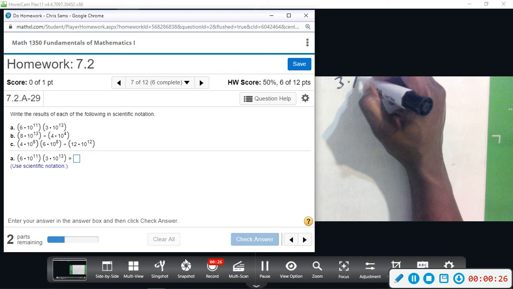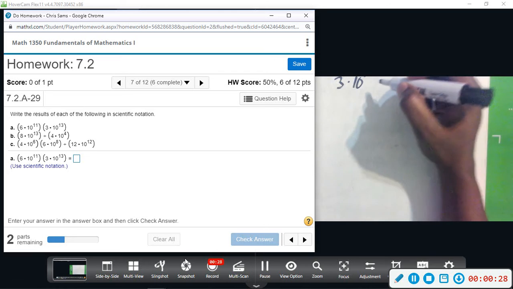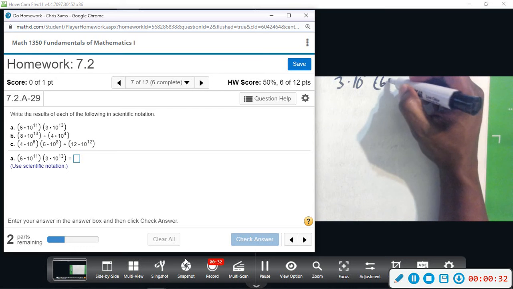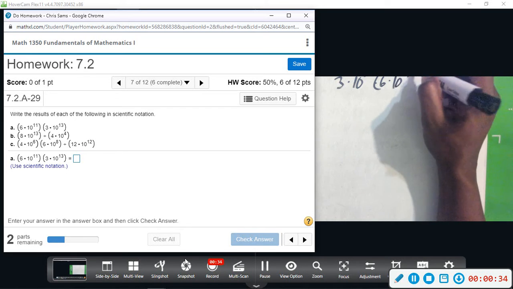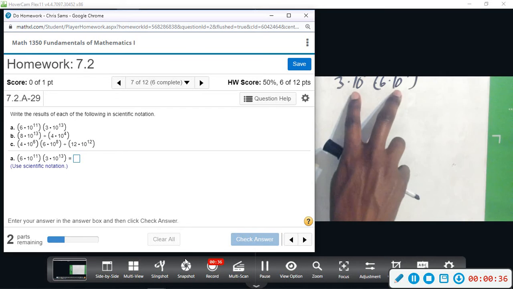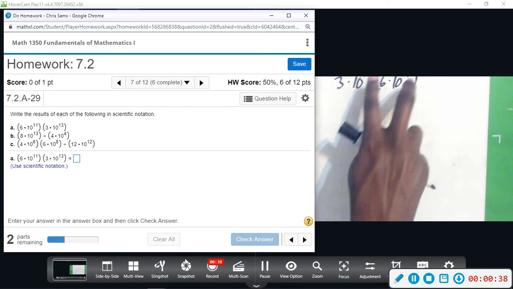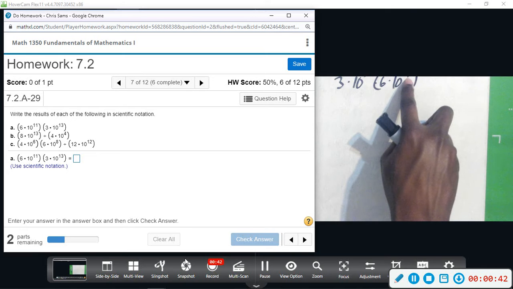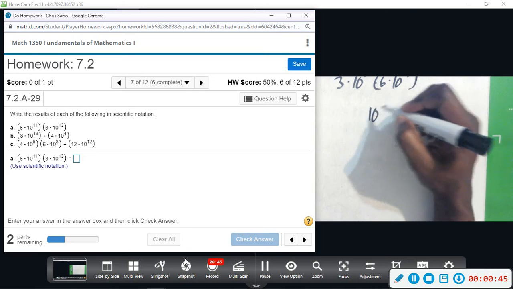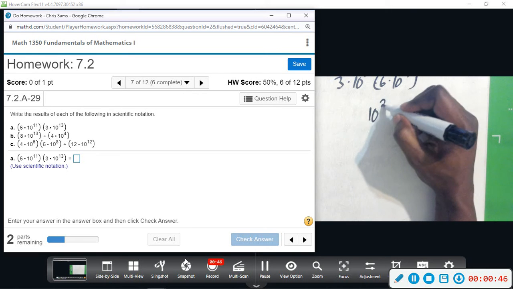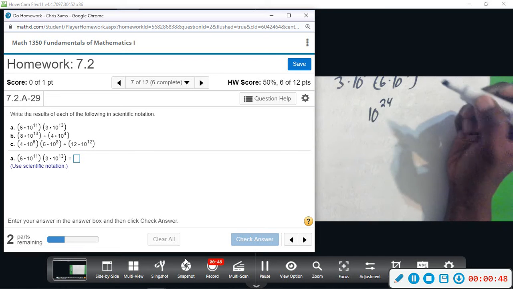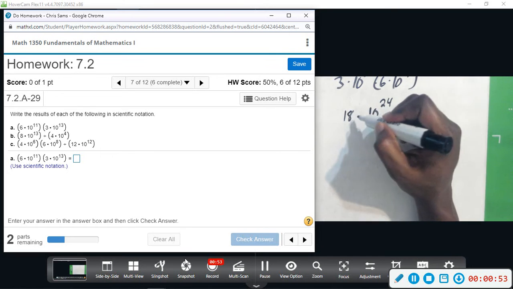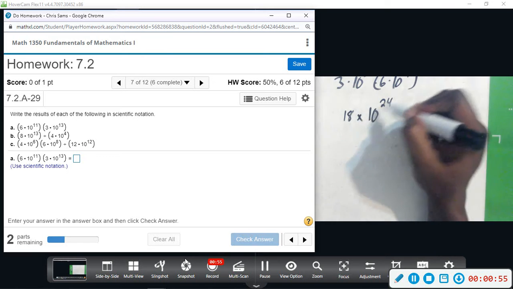3 times 10 to the 13th. And we're multiplying this by 6 times 10 to the 11th. Alright, property of exponent says when the base is the same, you add the exponent. So 13 plus 11 gives us 24. So we have a 10 to the 24th power. And then we'll multiply 3 and 6, and that will give us 18. So we have 18 times 10 to the 24th.